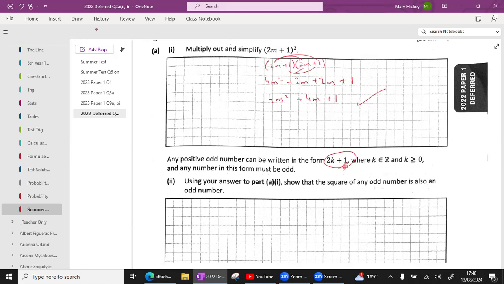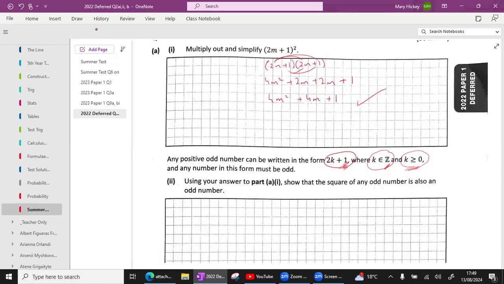So anyway, they've given you the starting point. It says any positive odd number can be written in the form this, where k is an element of Z. So Z means positive whole numbers, negative whole numbers, or 0. But it does say then that k has to be bigger than or equal to 0. So in other words, k is allowed to be 0, but it can't be negative. So that's just, I suppose, an extra stipulation. This one is positive and negative whole numbers, and then this goes on to say that we have to narrow it down to just positive numbers, 0 or bigger. And any number in this form must be odd.